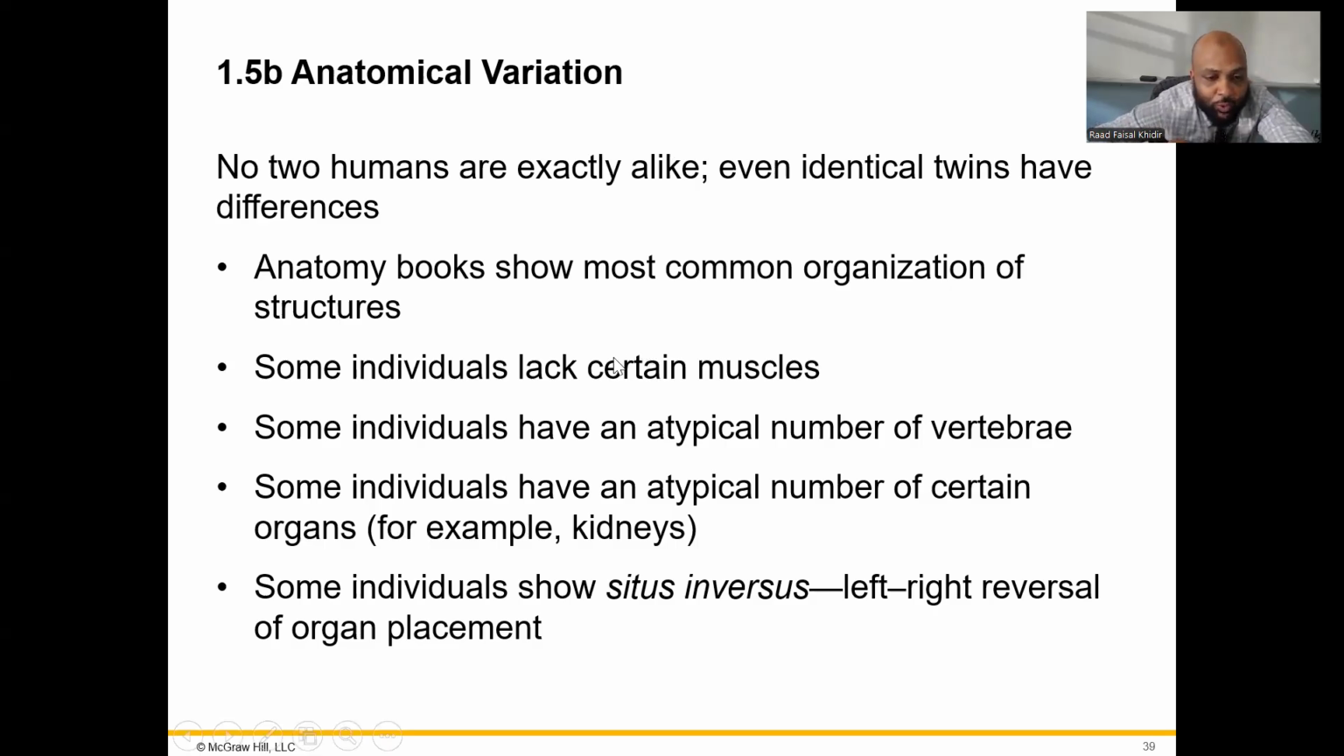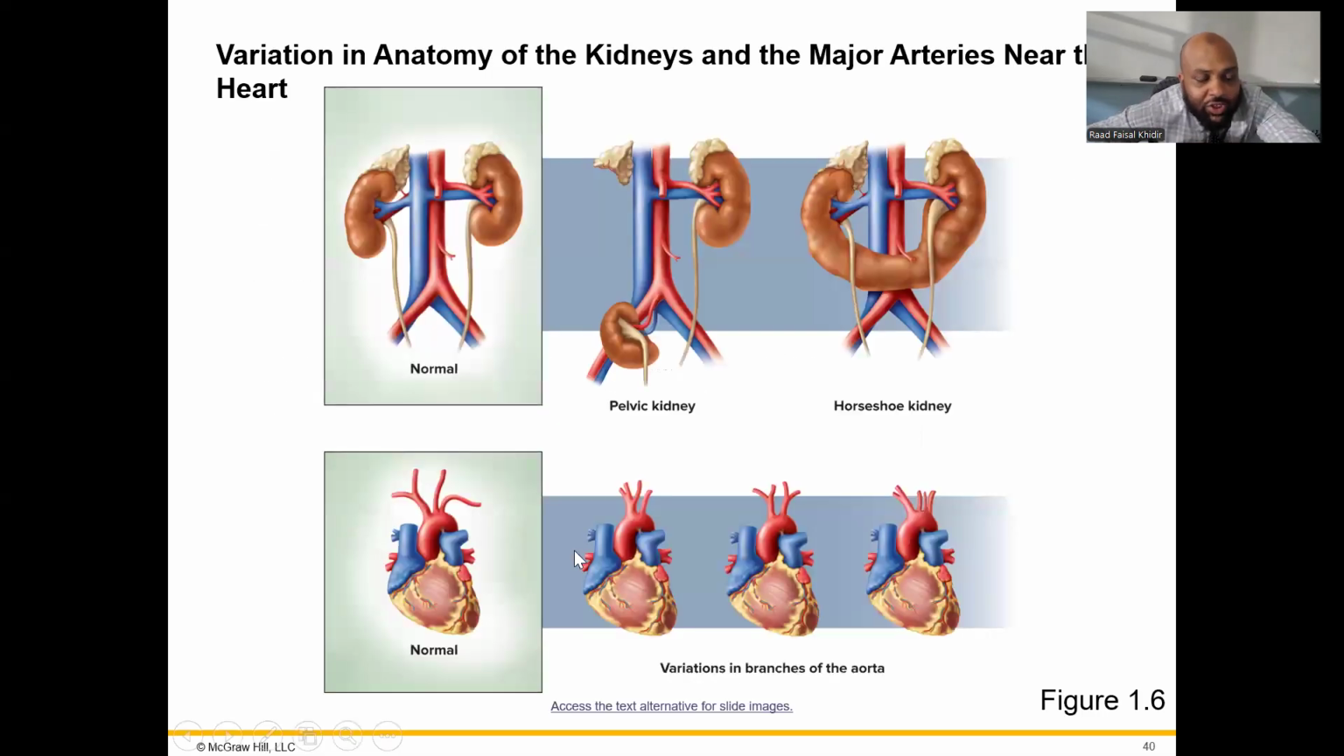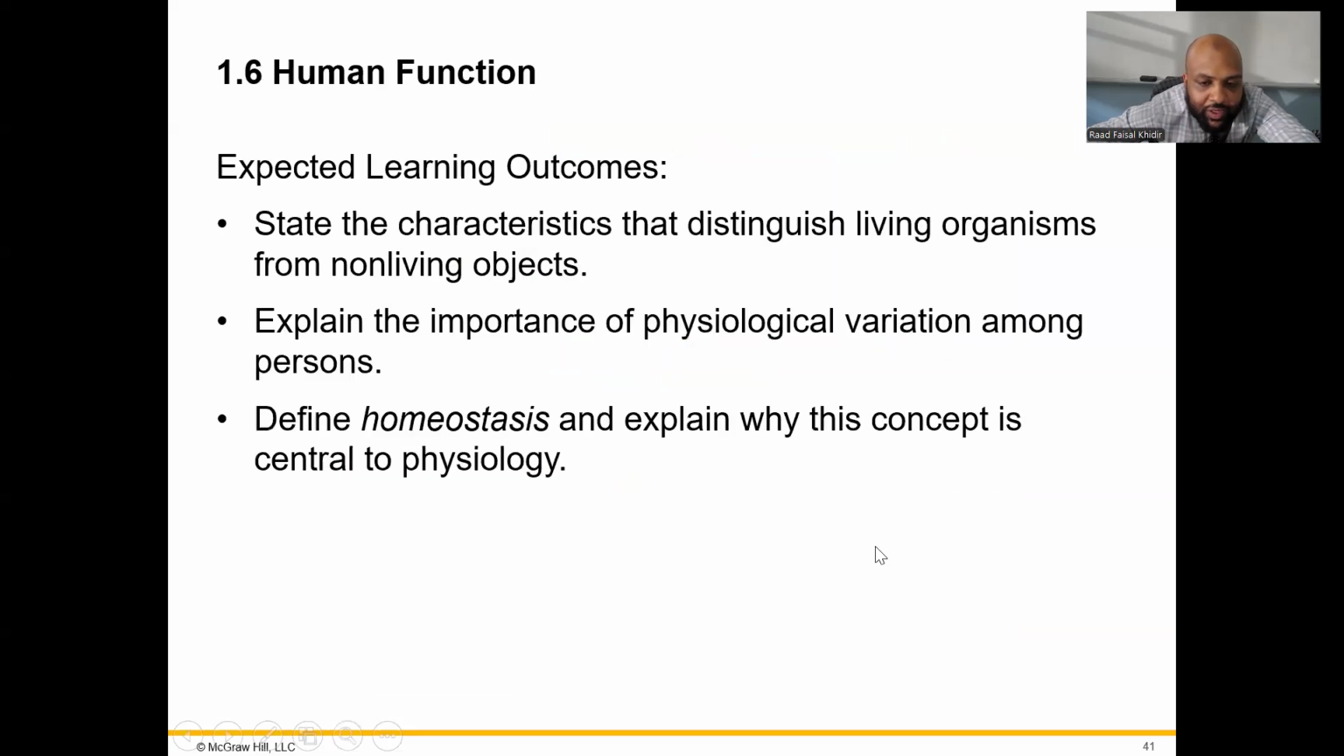What we study in anatomy and physiology is, for the most part, what most people are like, but it is definitely not 100%. Some people have variations. The kidney is normally supposed to look like that, but some people have a pelvic kidney, a kidney down in the pelvis. Some people have a horseshoe kidney. Then this is a normal heart, but some people have hearts with an aorta that branches like this. Their aorta does not look like the normal one. So there are variations in the branches of the aorta.